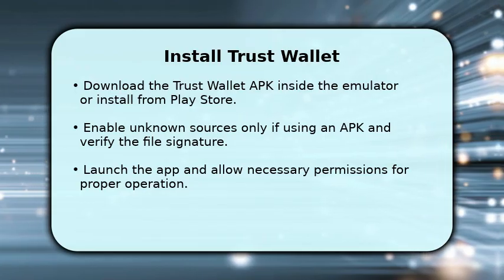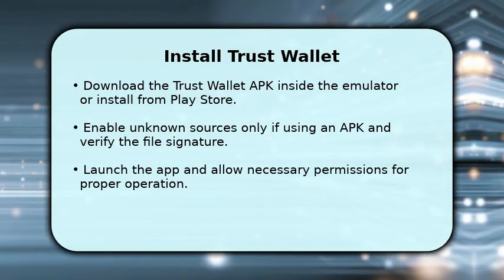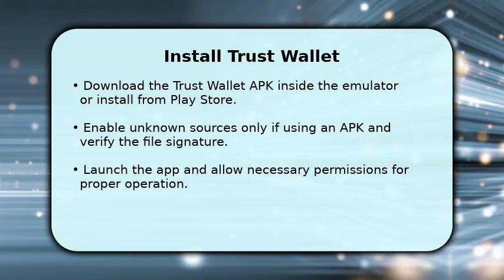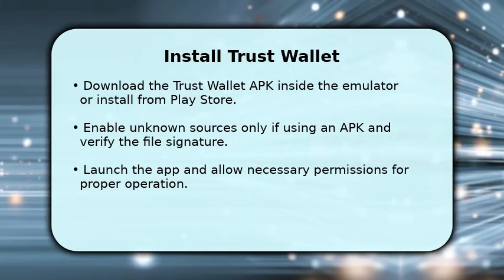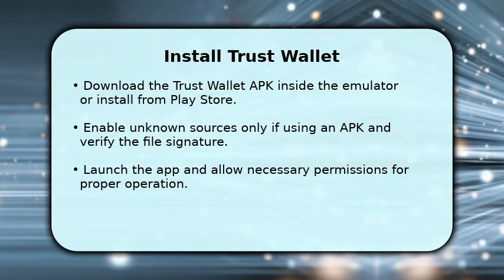Inside the emulator, open Play Store or sideload the Trust Wallet APK. Follow installer prompts and grant permissions. When the app opens, select Create a New Wallet or choose Restore Wallet for existing recovery.